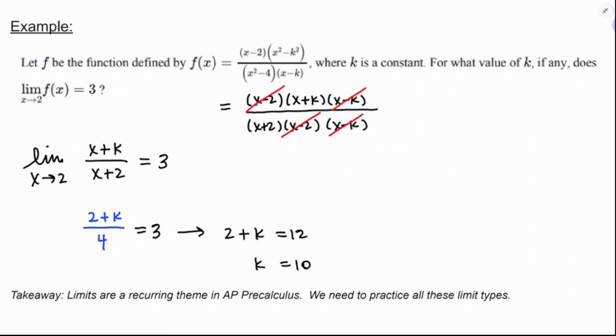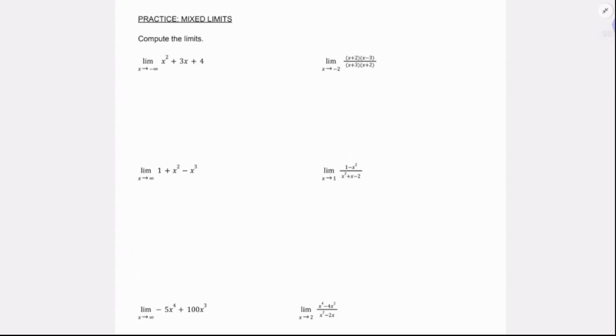Okay, takeaway is limits are a recurring theme in AP Calculus. We're going to have a variety of types of limits. We need to practice all of them. So, in conclusion, let's do some of that practice.